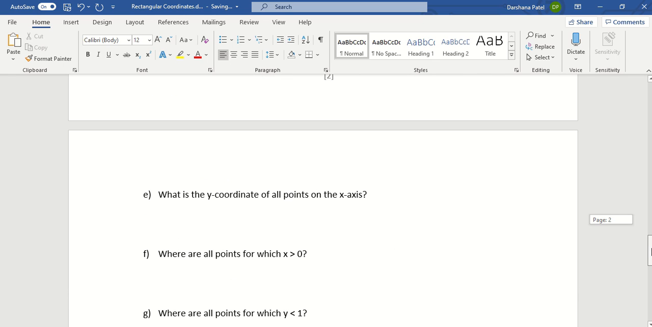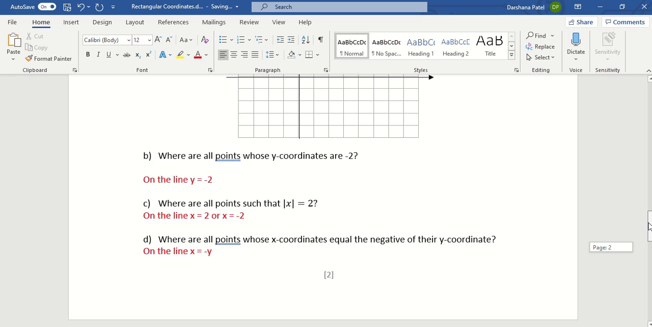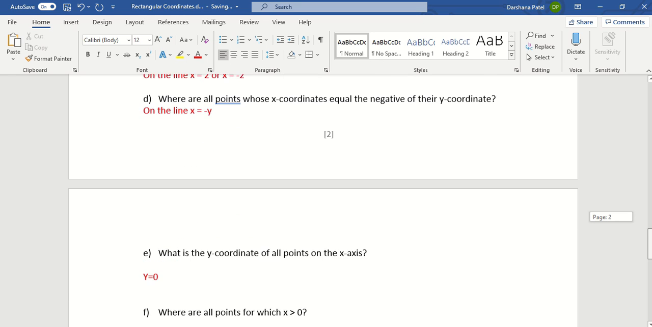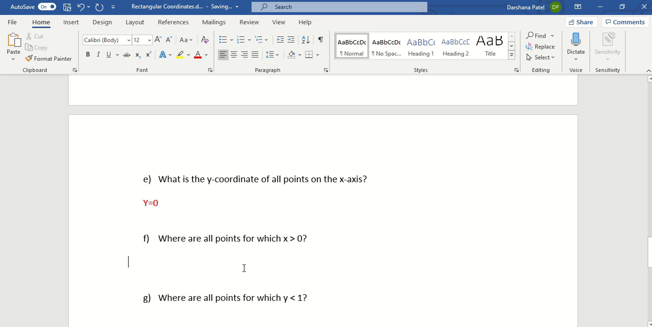What is the y coordinate of all points on the x-axis? No matter what the x values are, the y coordinate will be 0. So it will be y equals 0. Where are all points for which x is greater than 0? x greater than 0 means x can be 1, 2, 3, 4. So anything on the right side of the y-axis. So we'll say to the right of the y-axis.